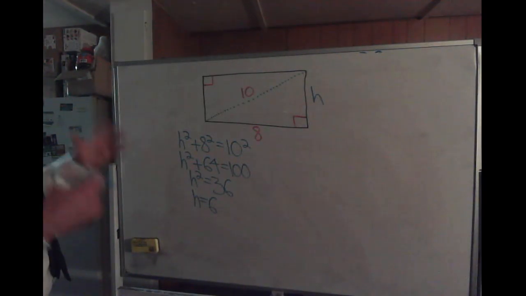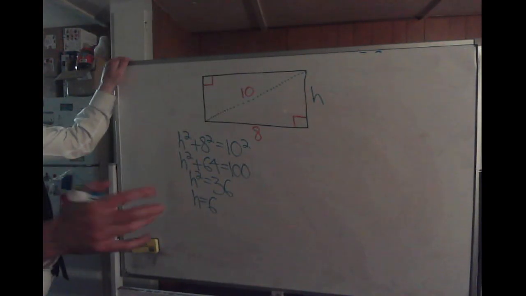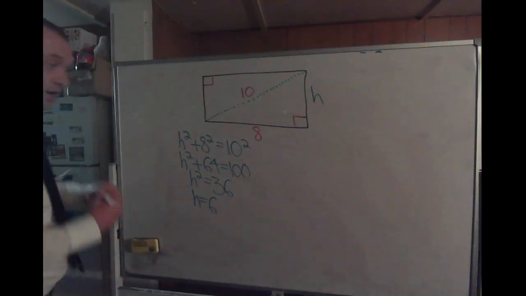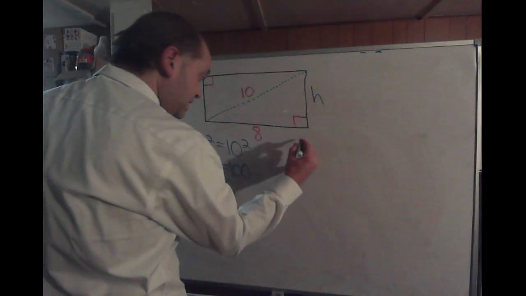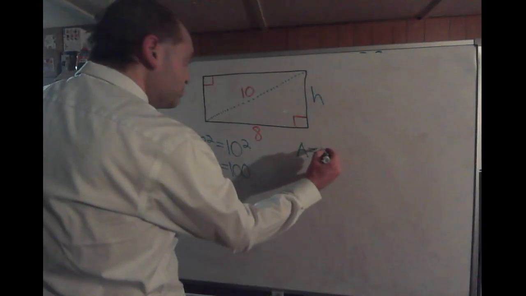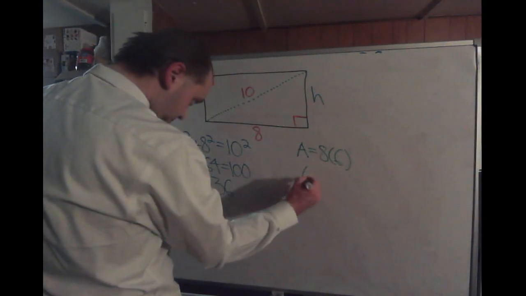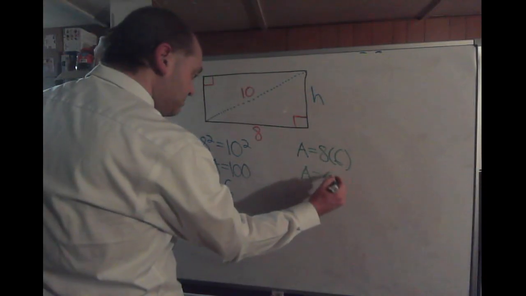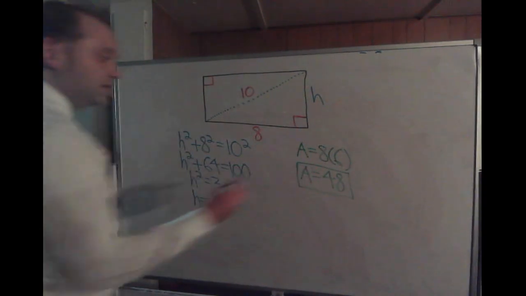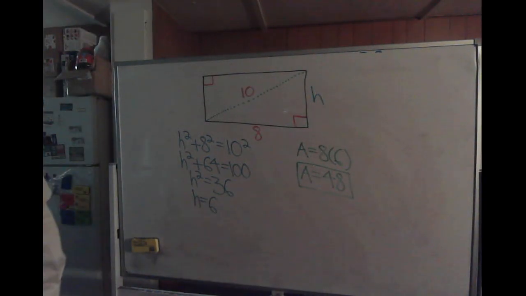So, we have the height is 6. Well, we have one whole rectangle now. The area is nothing more than what? The area is equal to the base times the height. Area equals the base times the height, which would simply be 8 times 6, which would have to mean that the area is 48, or 48 square units, however you'd like to say that. The area comes out to be 48 square units.